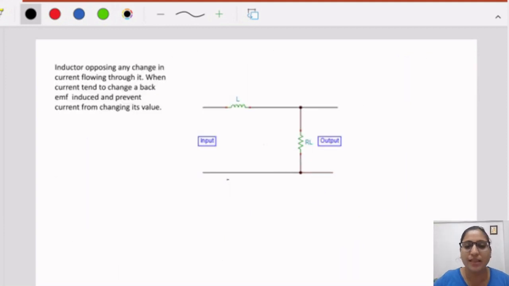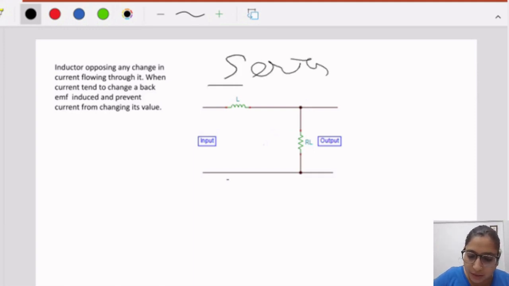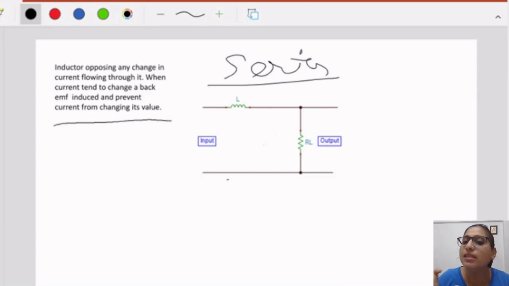Now the second filter is our inductive filter. Okay, inductive filters are also considered as series filters. In this, the inductor is connected in series with the load resistor RL. So these are also series filters. Now, an inductor has one property: an inductor opposes any change in the current flowing through it. When current tends to change, a back EMF is induced and prevents the current from changing its value.